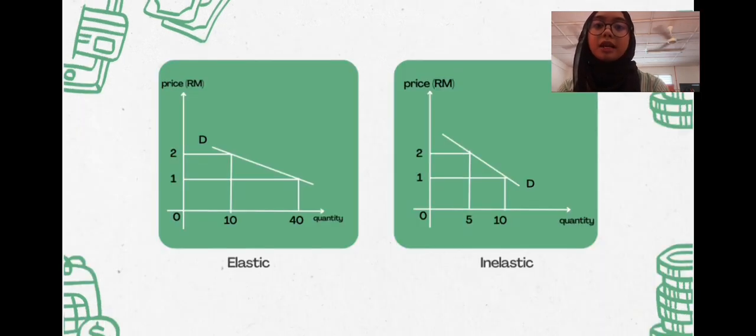Next, we have elastic. Demand is elastic when the change in quantity demanded is more than the change in price, for example luxury goods. Next, we have the inelastic demand curve. Demand is inelastic when the change in quantity is less than the change in price. For example, necessity goods such as salt or food.